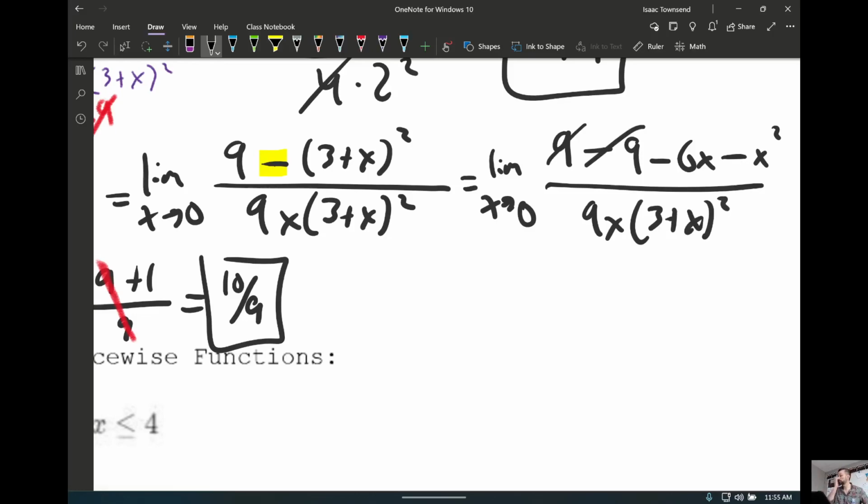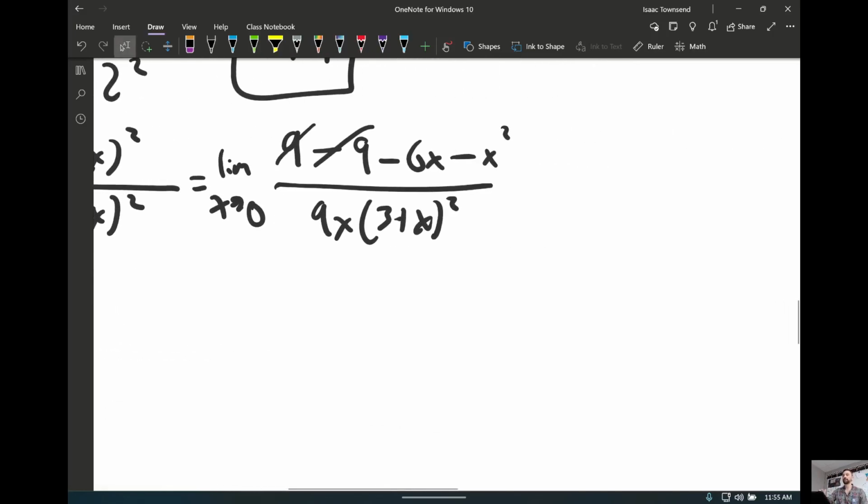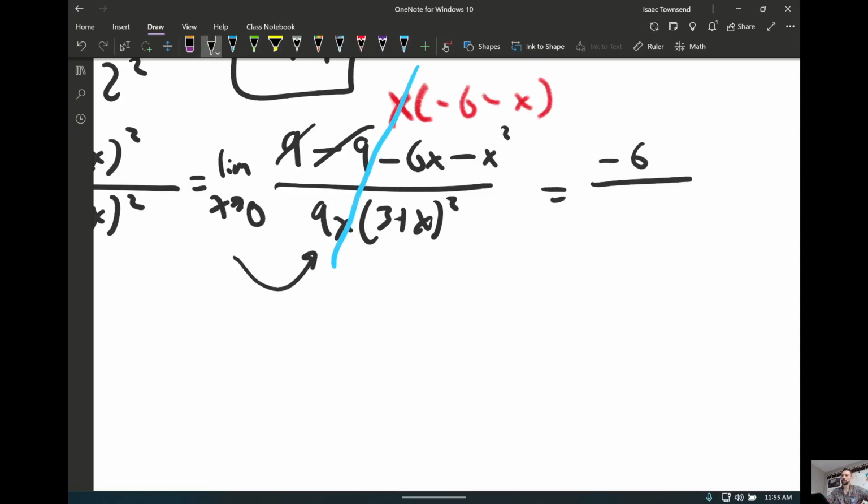So combine like terms. You could factor out an x. The x's cancel, and now that something's canceled, direct substitution should probably work out. Plug in 0 for x. And reduce your fraction.